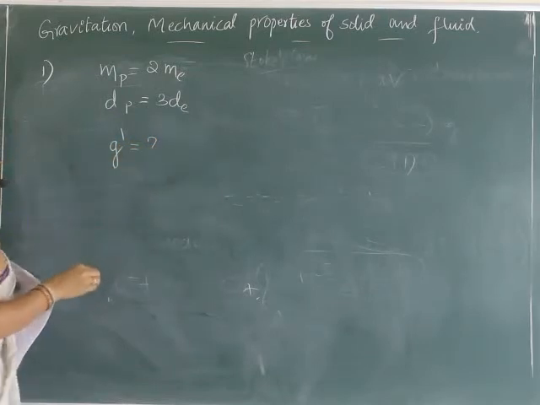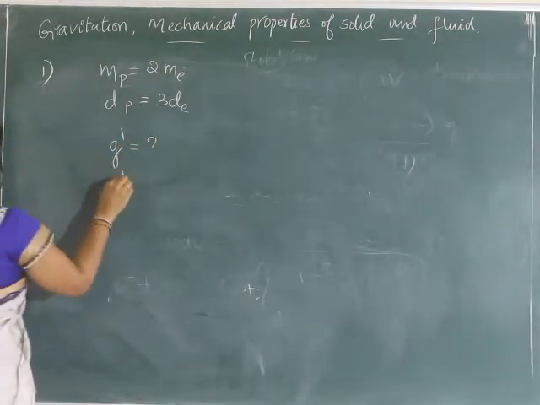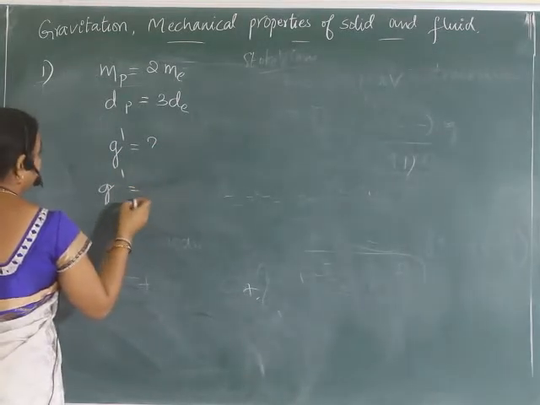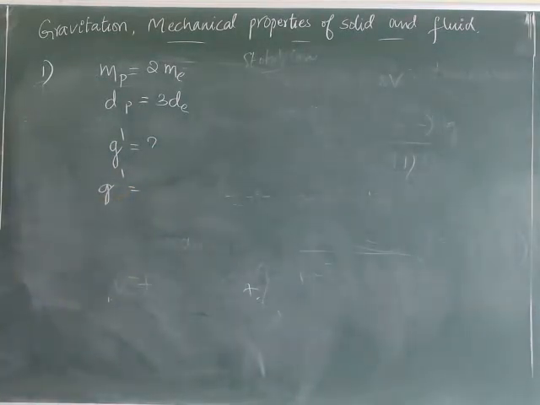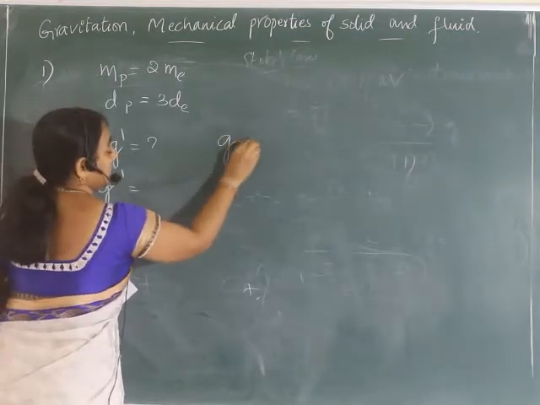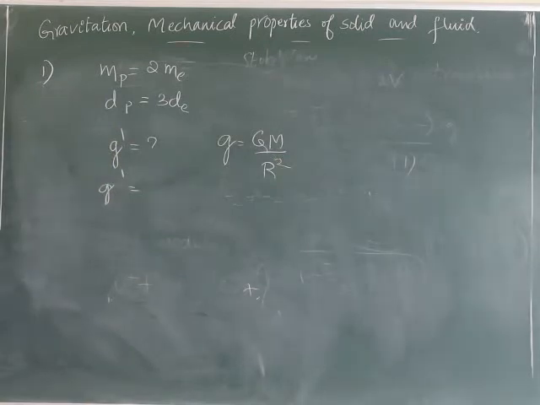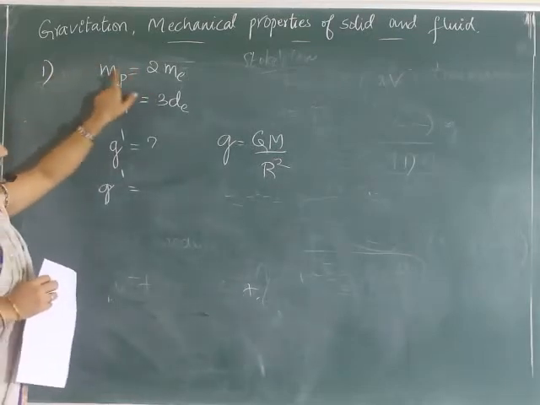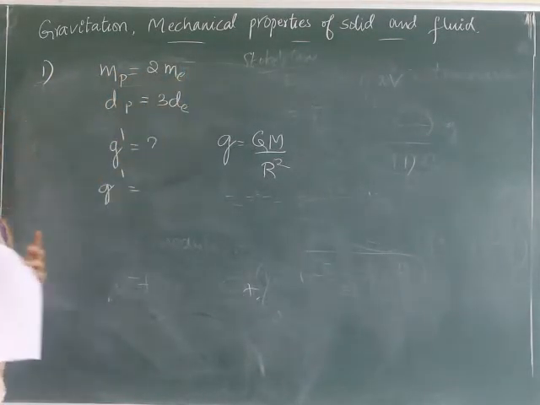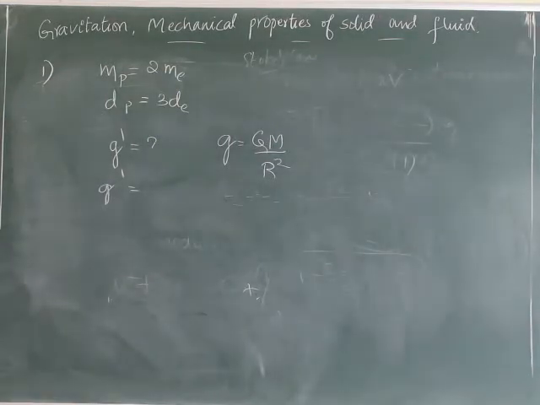So we know the formula that G is equal to Gm by R square. This formula we know, correct? Now we have to apply this concept of acceleration. In the place of mass you have to write 2Me. In the place of diameter, now radius is nothing but, diameter is nothing but twice the radius. So how can we solve it?